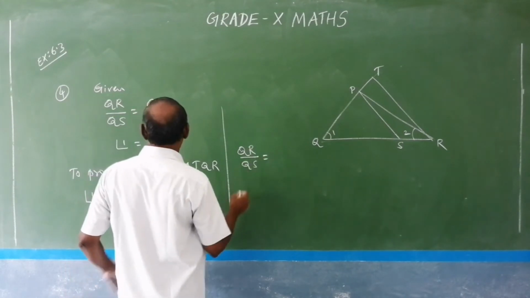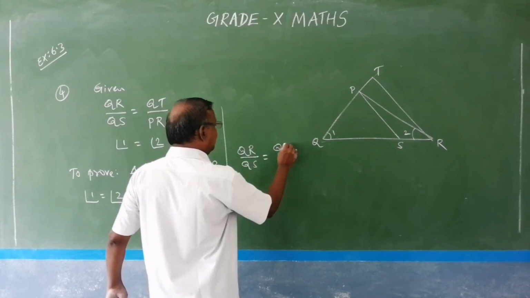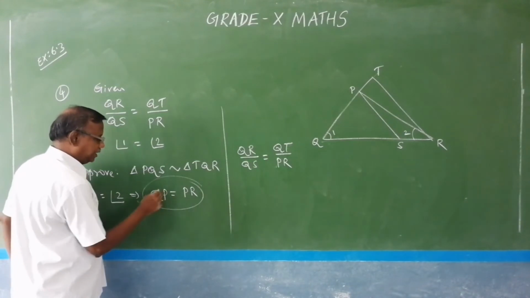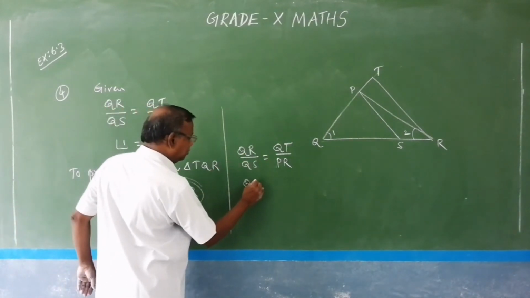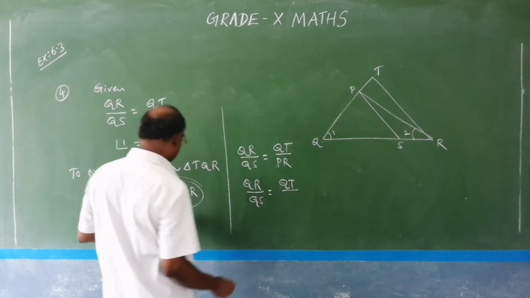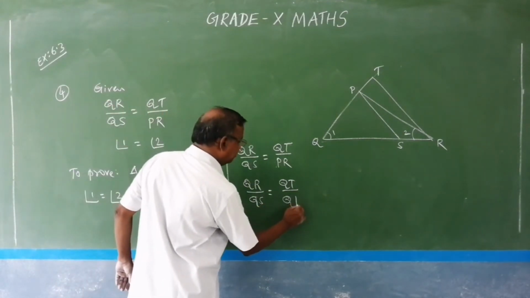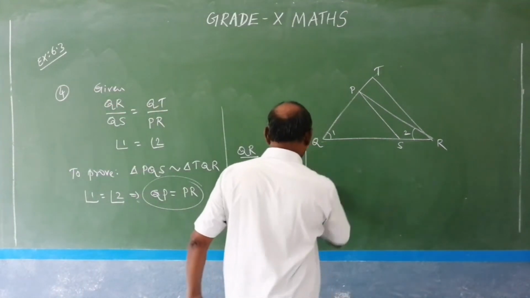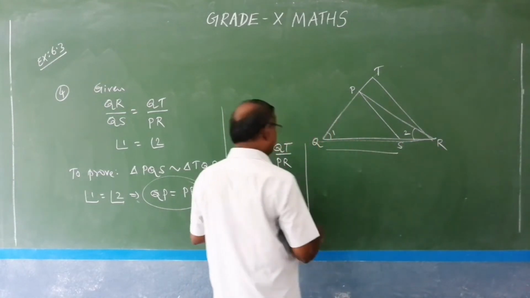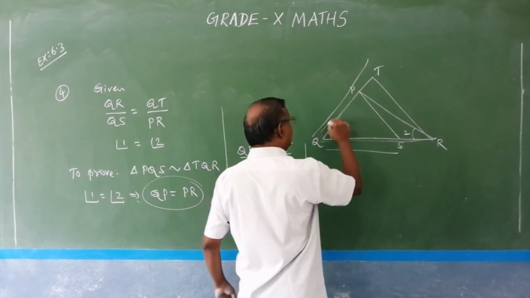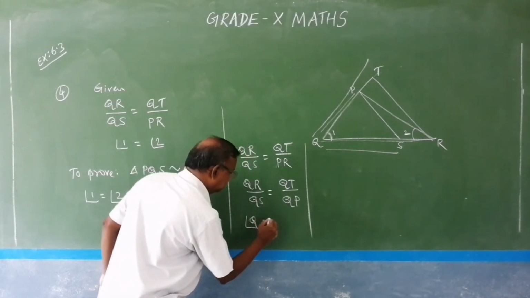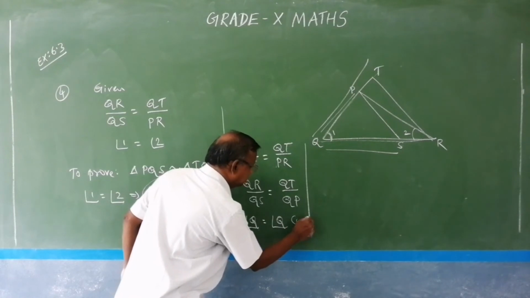So QP equal to PR, because sides opposite to equal angles are equal, and we are given that QR divided by QS equal to QT divided by PR. So instead of PR we can replace QP, that is QR divided by QS equal to QT divided by QP, and angle Q equal to angle Q, common.